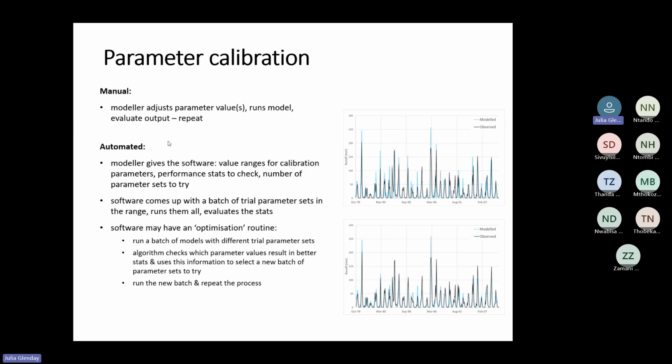Yeah, so this is just what I mentioned with manual. The modeler adjusts parameter values, runs and evaluates the model, and repeats. And then in an automated case, one can give ranges of values for the parameters and the way you want it to check performance. The software will run a whole batch of different input parameter values and evaluate the statistics. You might have an optimization routine. So in SWAT, there are ways to set up batches of parameter sets and run them all.